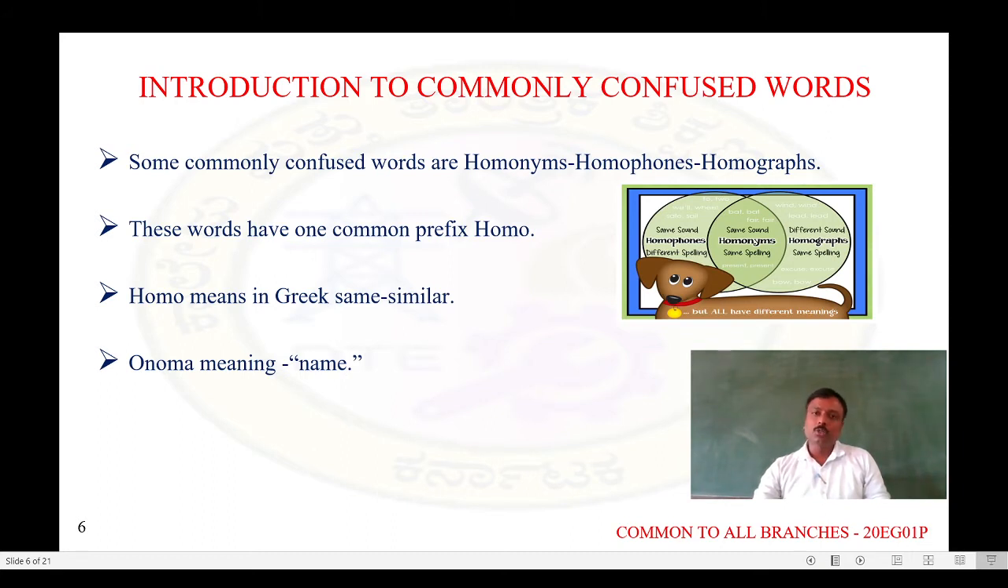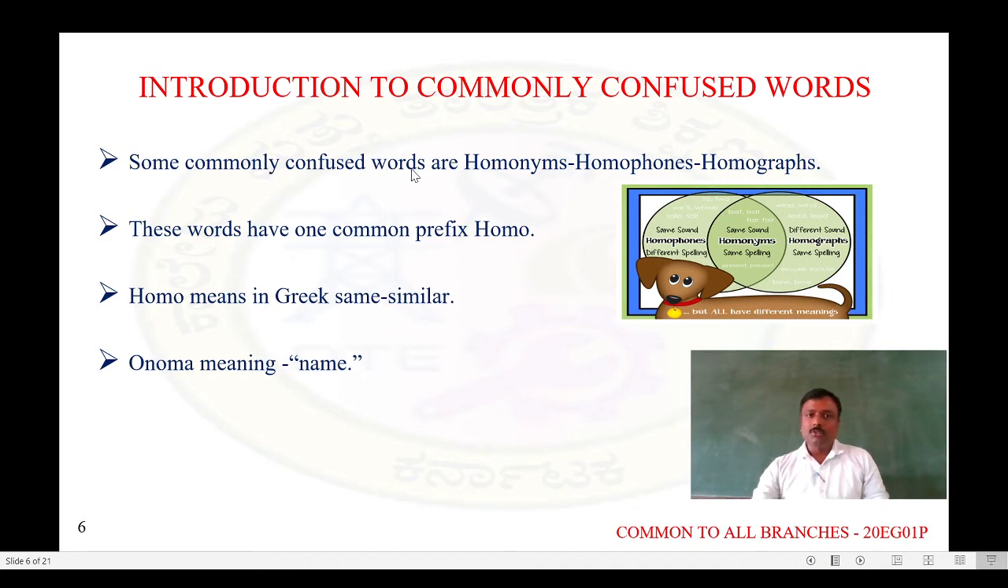I have already told you this session is related to homonyms, homophones, and homographs, and I will be explaining their differences in this session. You know, if we talk about homonyms, homophones, and homographs altogether, there can be quite a bit of confusion, but after watching this session, there won't be any confusion. I request all of you to watch the session from the beginning till the end. So, introduction to commonly confused words.